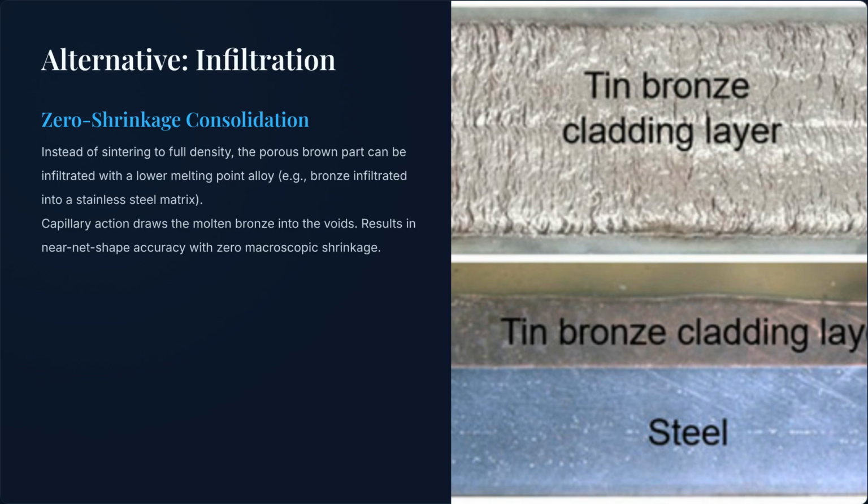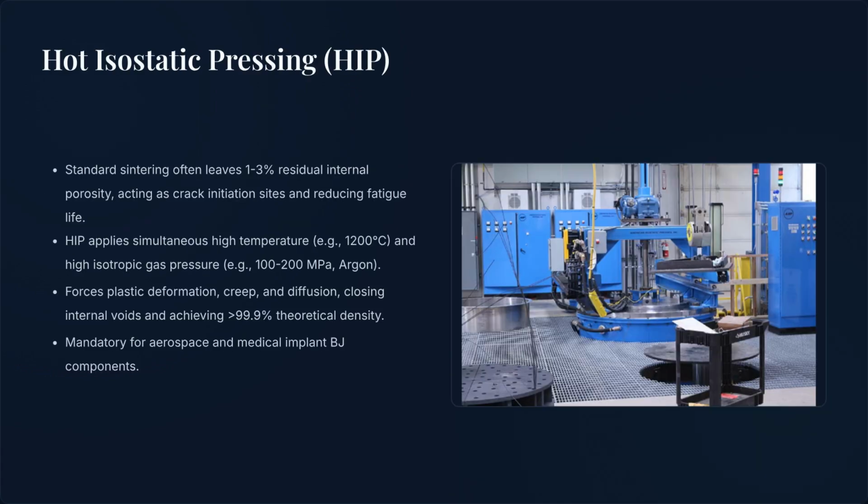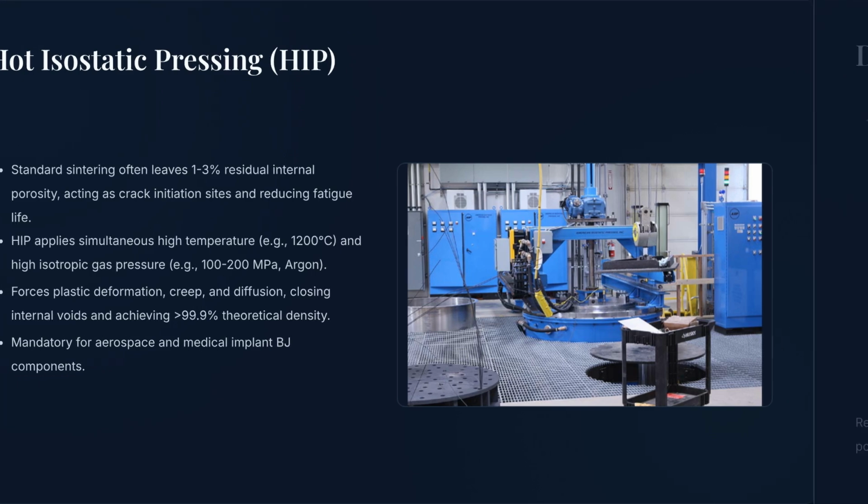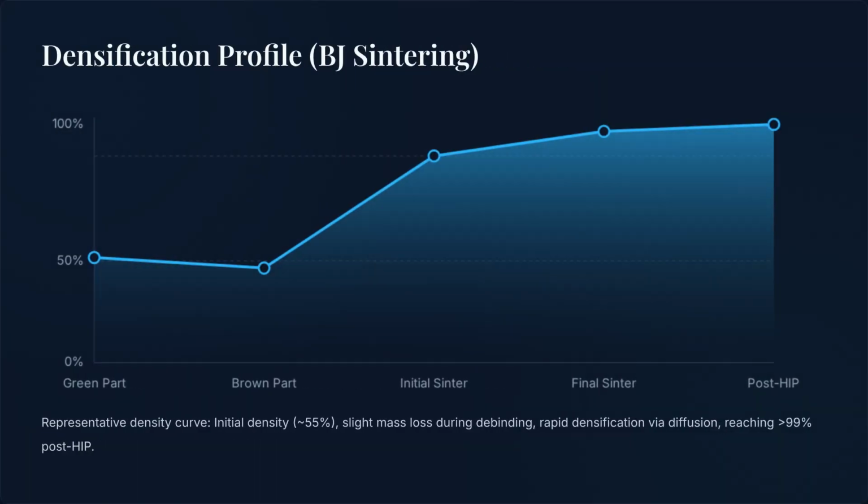Instead of sintering to full density, the porous brown part is infiltrated with a lower melting point alloy, such as bronze, into a stainless steel matrix. Standard sintering often leaves residual porosity that can reduce fatigue life. Hot isostatic pressing, or HIP, addresses this by applying high temperature and gas pressure, closing internal voids to achieve theoretical density. This densification profile illustrates the process, starting from approximately 55% density and progressing through debinding and diffusion, reaching over 99% density post-heat.